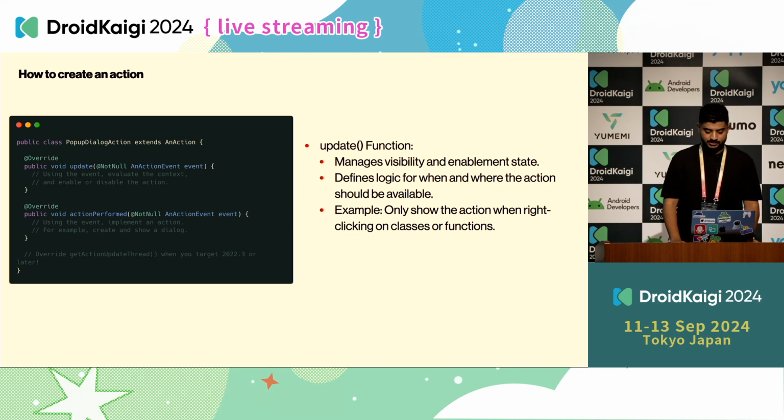In your action class, you will primarily work with three main functions. The first one is update. This function is responsible for updating the visibility and the enablement state of your action. Here you define the logic that determines when the action should be available. For example, if you want your action to only appear when right-clicking on a class or a function, you would implement that logic here.